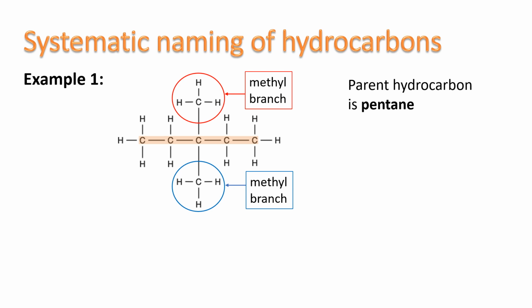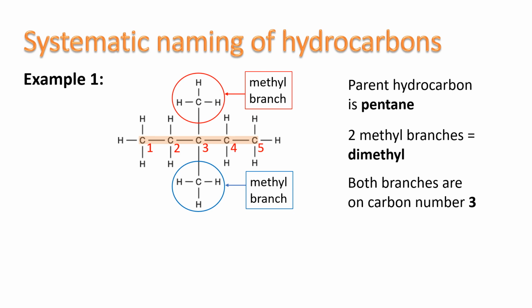Now because the branches are right in the middle of the molecule, we can number from either side, it does not matter. So we number our carbon atoms 1, 2, 3, 4, 5. Then we're going to look and see if we have any prefixes to use based on the number of branches. So we can see we have 2 methyl branches, so we write that as dimethyl. Our next step is to identify what number carbon the branches are attached to. So we can see that both branches are attached to carbon number 3.